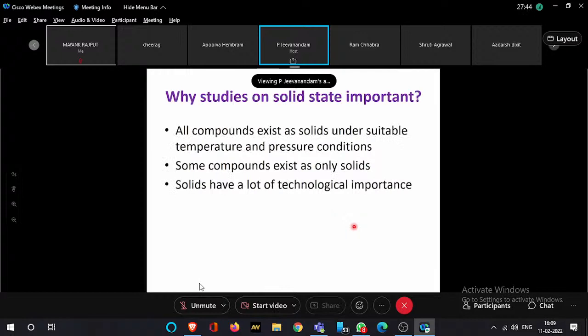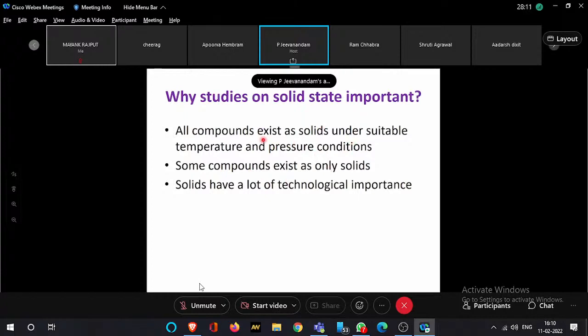Now let us talk about why people are interested in this, because for anything we study, there has to be some motivation. Most of the materials we use for applications, starting from electronics to storage of data, you will see that solids have a big role to play. And many compounds exist as solids under suitable temperature and pressure conditions.